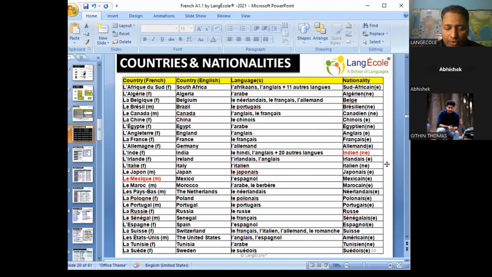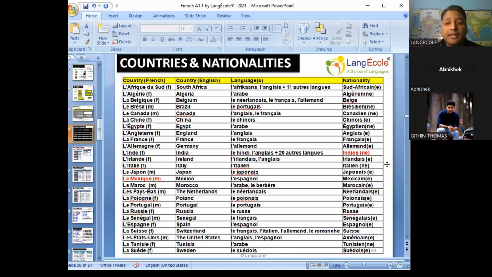So all the countries except for a few countries only where the name is not ending with E, that is masculine. Apart from that, all the countries ending with E are feminine countries. Okay, some will start with a vowel, so you will put L apostrophe there, otherwise you will put la there in those countries which are feminine countries.